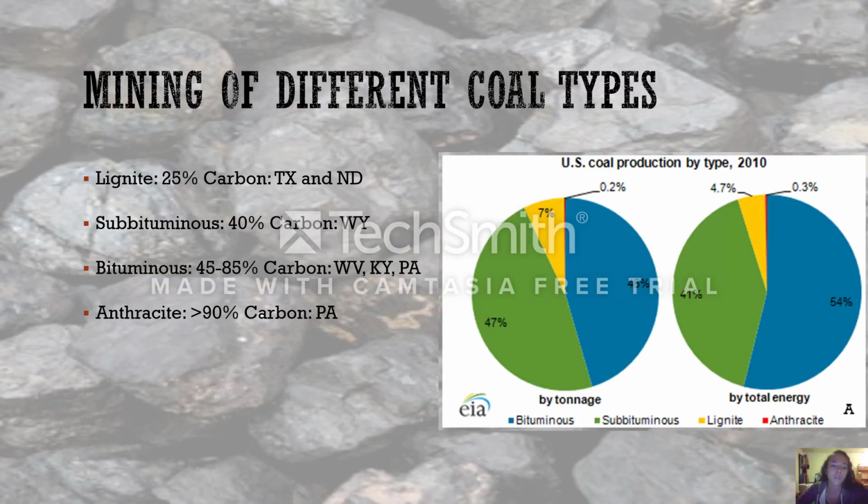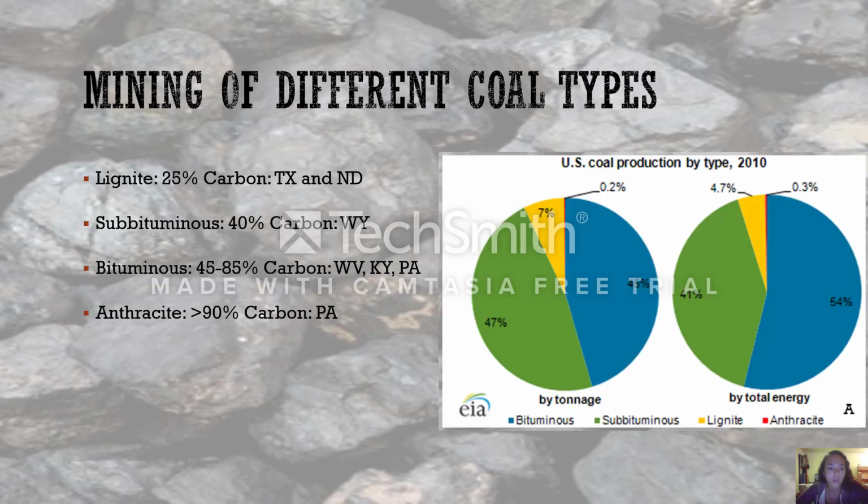So the 4 types of coal that we mine in the United States are lignite, subbituminous, bituminous, and anthracite coal. So as stated before, anthracite is not mined very often. It's actually the least mined, although it has the highest carbon content of about 90%. But it is mostly found in Pennsylvania with about 7.3 billion tons of it over there.